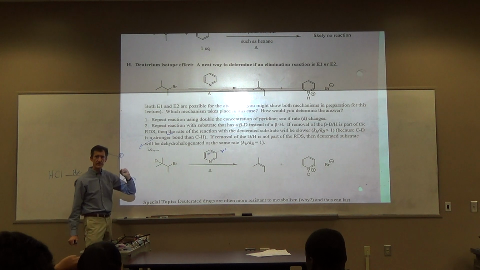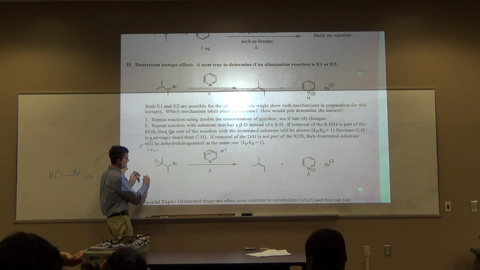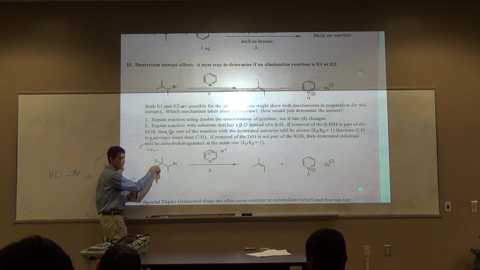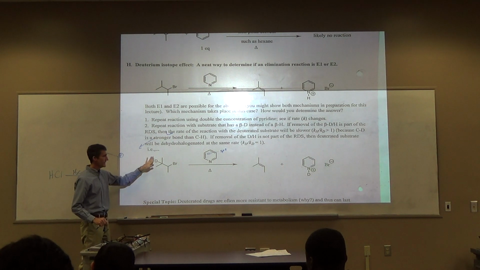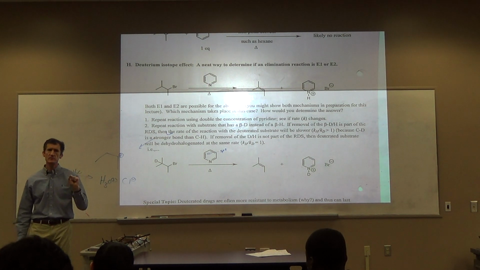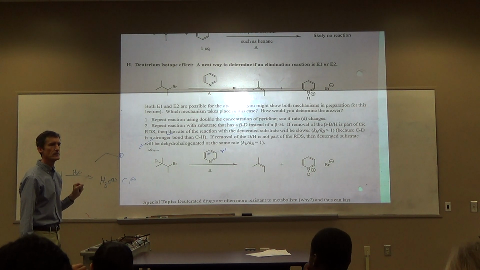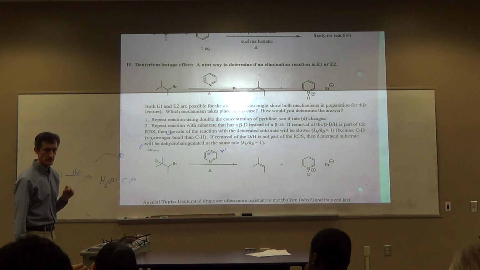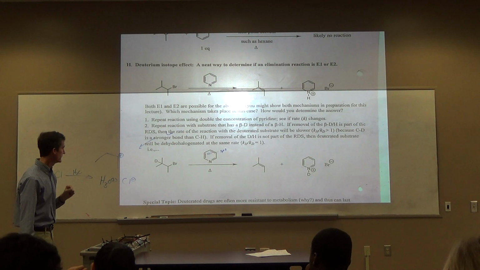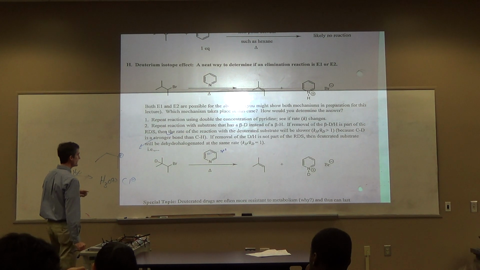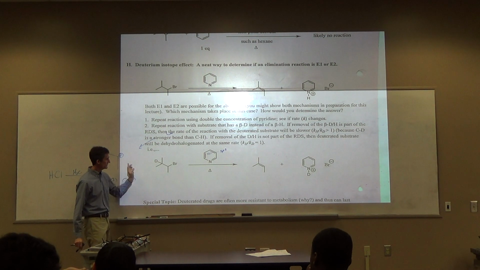Question. In which mechanism is the H removed in the rate determining step? In this case, D. In which mechanism is the beta hydrogen removed in the rate determining step? E1 or E2? E2. Yes. But not in E1. Because you know the mechanisms.